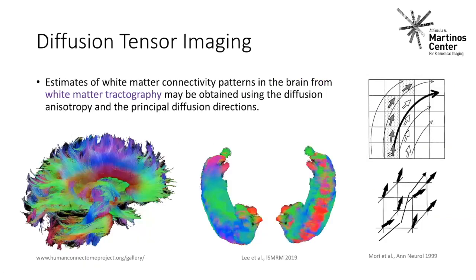And we can also use diffusion tensor to do tractography. So the estimates of white matter connectivity patterns in the brain from white matter tractography may be obtained using the diffusion anisotropy and the principal diffusion directions. So here shows the tractography in the SCP gallery, and this is the tractography in the hippocampus.